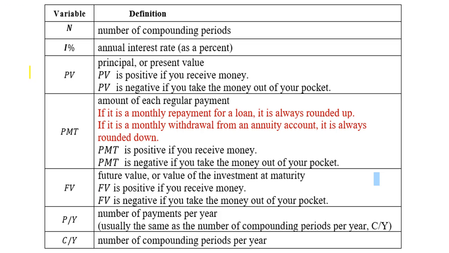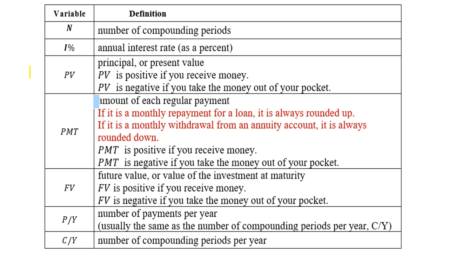Now let's talk about the variables in the TVM Solver. This N stands for number of compounding periods. I% means annual interest rate as a percent. PV stands for principal or present value. PV is a positive if you receive money. PV is a negative if you take the money out of your pocket.